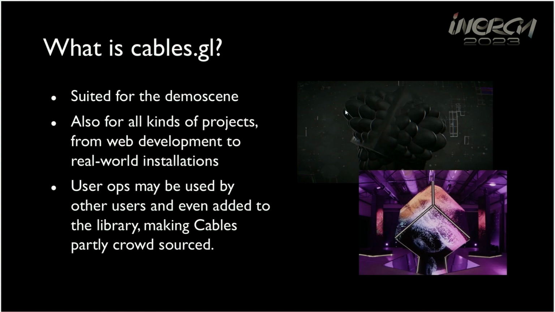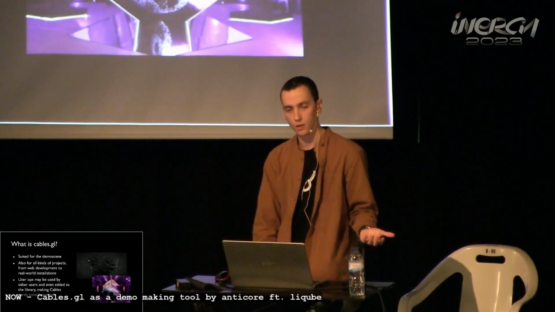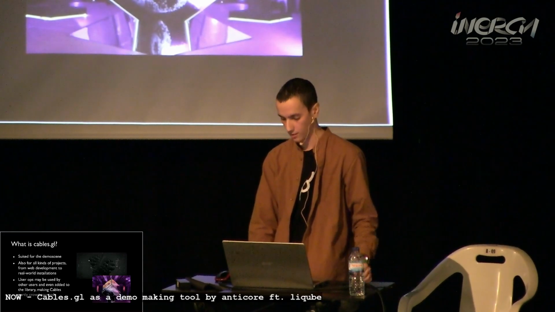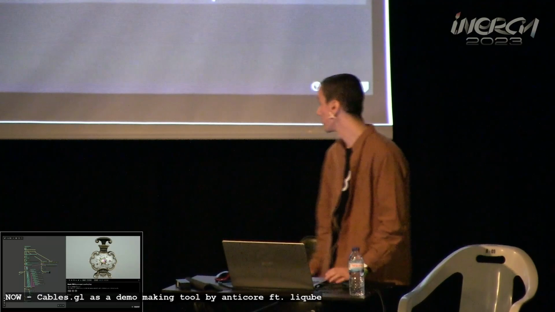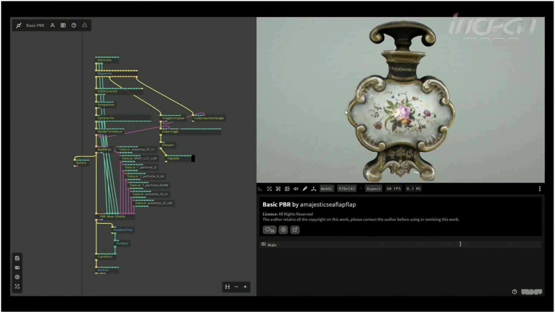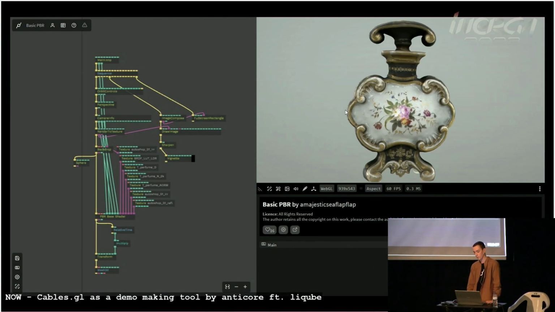And also carrying on from the custom ops, if your custom op is something that doesn't exist in Cables and it proves to be useful, the devs will also have no problem including it in Cables as a default op. So here we have the example of the physically based rendering shader created by a user. Since Cables didn't have a PBR shader before, it was added as a default op, and now you can use it straight from the default op list.